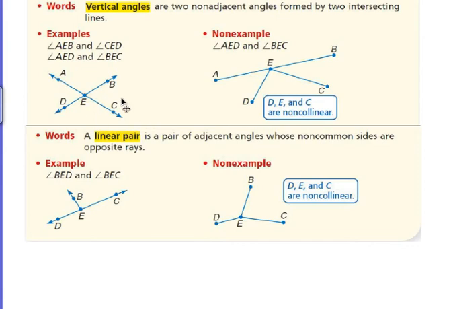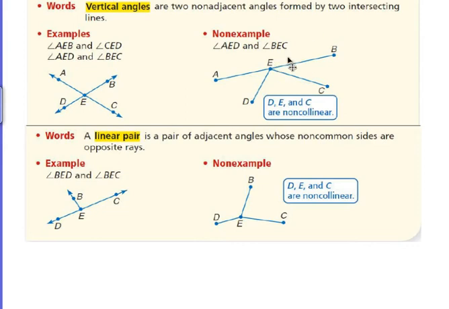Don't forget, you can name the angles different ways. I can say BEC is the same thing as angle CEB. Now, why is this not vertical? Real simple. They share the vertex, but the actual lines are intersecting, they're not making an X. That's honestly as simple as I can make it.